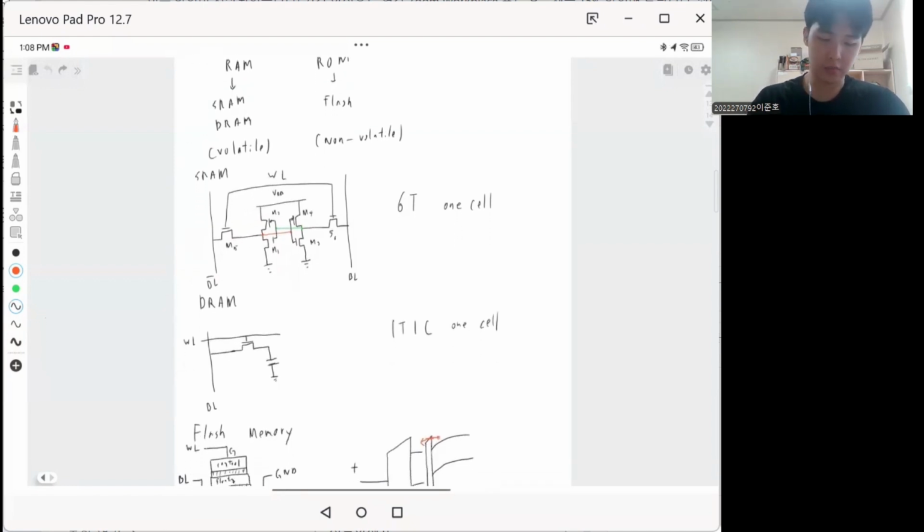First is the SRAM. We can see the two CMOS in the center. The first CMOS's input is connected to the second CMOS's output, and the second CMOS's input is connected to the first CMOS's output. So when data 1 comes to the bit line, and bit line bar is 0, the transistors M5 and M6 are on by the switch.